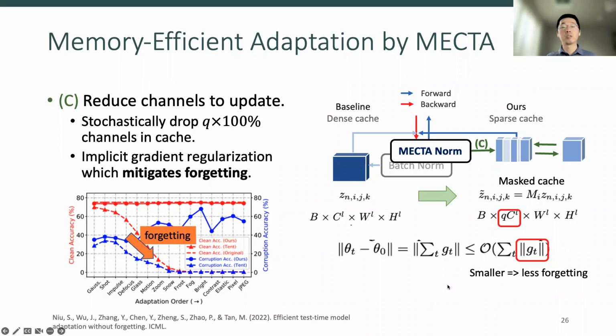Also, in the later experiments, we observe that by using the stochastic channel dropping, we can greatly improve the forgetting. That means we'll have a more stable accuracy during the continual updating of our models.